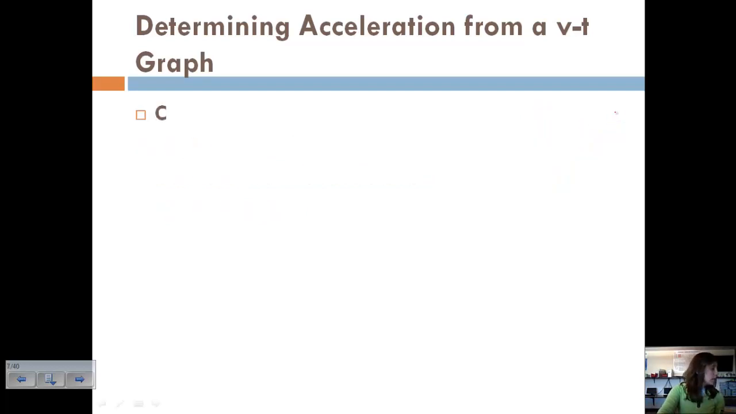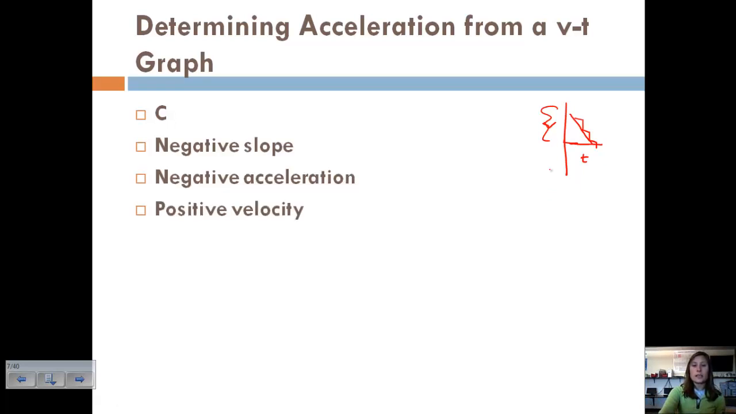Okay, so now let's go on to letter C. C looked like this. Here's our velocity and our time. Again, we're still at a positive velocity, but as you can see, the slope is negative, which means our acceleration is negative. So this is opposite in sign: positive velocity, negative acceleration, so negative slope. This would mean that the object is slowing down, and then eventually it's going to meet this point right here, which gives us a velocity of 0.